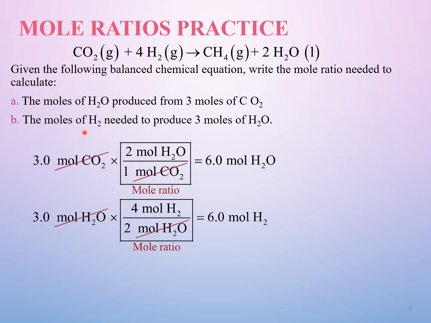If you want to find the moles of hydrogen gas needed to produce 3 moles of water, then you have water and you have to relate it to hydrogen gas. The relationship between water and hydrogen gas is 2 moles of water to 4 moles of hydrogen. You start with 3 moles of water, and you want to cancel the water, so put the 2 moles of water on the bottom, 4 moles of hydrogen on the top, cross this off, and you get your answer: 6 moles of hydrogen gas is needed if you want to make 3 moles of water.